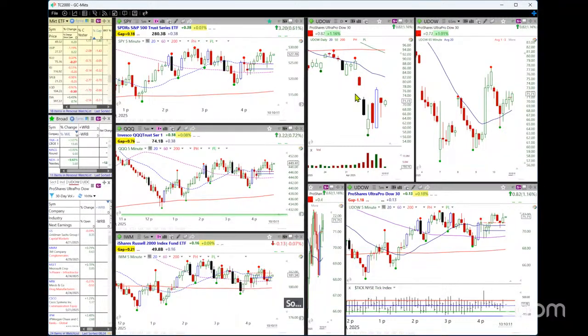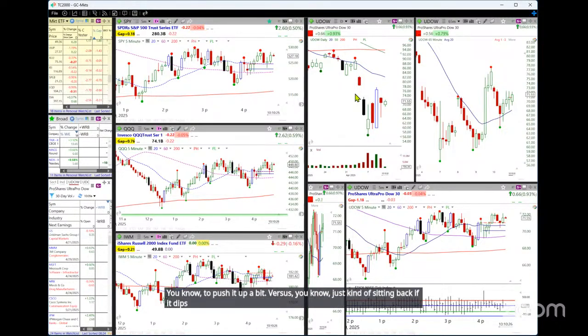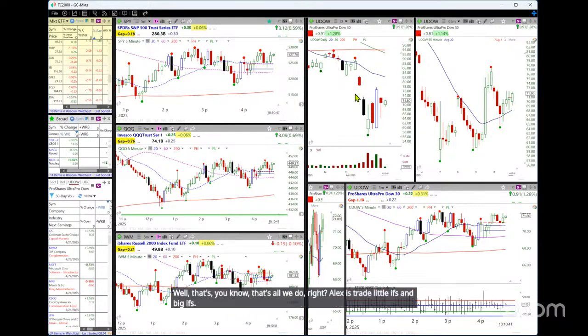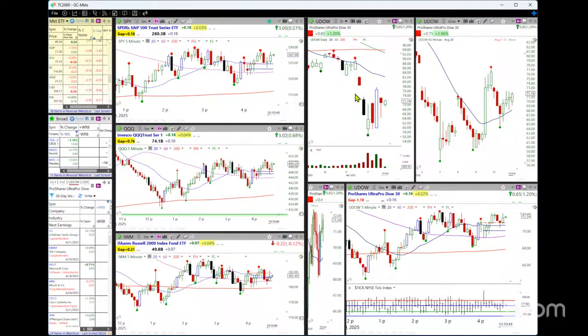So there's buyers lurking below. Now, are they willing to become more aggressive and take the offer to push it up a bit, versus just sitting back if it dips and then selling resistance and ping pong kind of, that would be just garbage. Well, that's all we do, right, Alex, is trade little ifs and big ifs. Some ifs are better than other ifs.